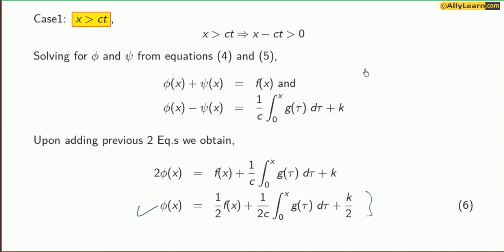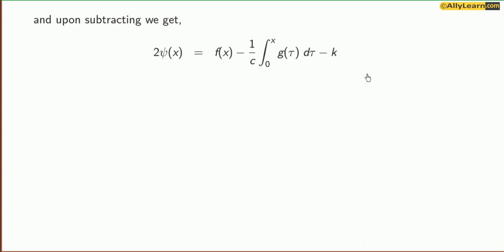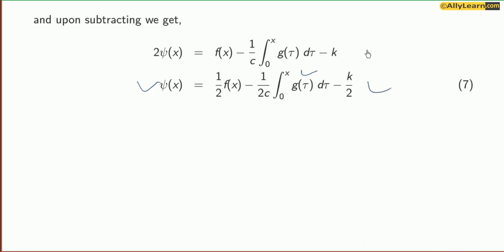Next, we obtain the value of psi of x, and that will be done by subtracting these two equations. So upon subtracting previous two equations, we get 2 psi of x equals f of x minus 1 upon c into this integration term minus k. Next, we divide it by 2 to get the final expression of psi of x to be f of x by 2 minus 1 upon 2c into this integration term minus k by 2.